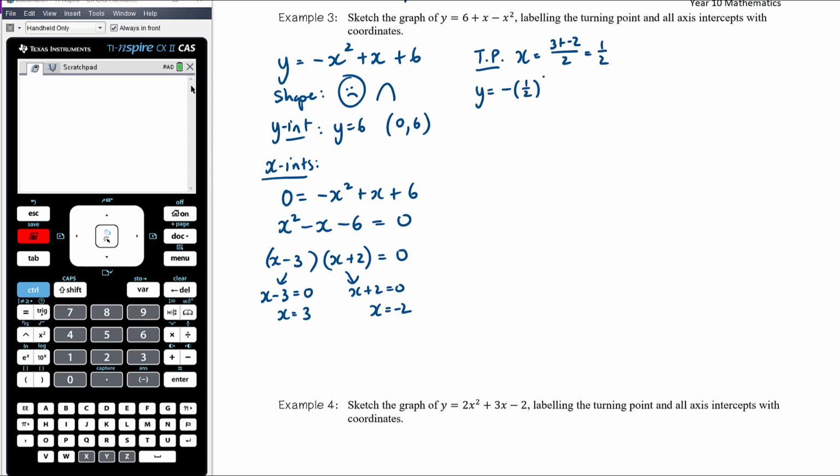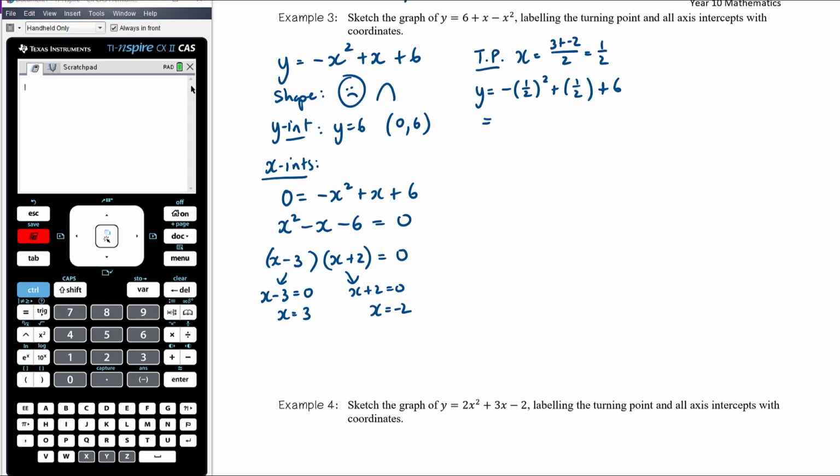So negative (1/2) squared plus 1/2 plus 6. Now I know some of you might not like fractions and might not like that there's fraction work required here, but even if we had completed the square here, completing the square would require fractions as well. We do similar fraction work because the turning point has coordinates that involve fractions. So it's not going to be avoidable by choosing a different method.